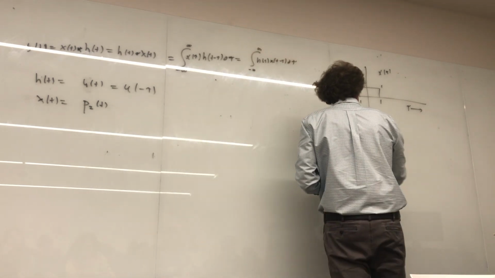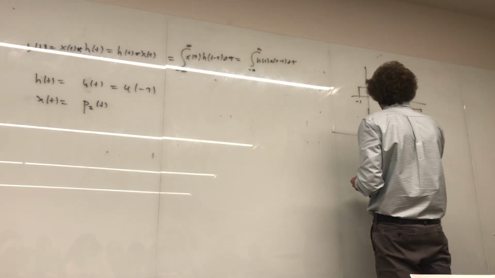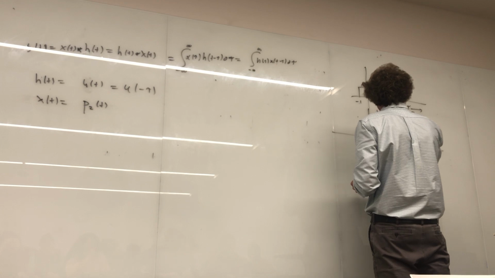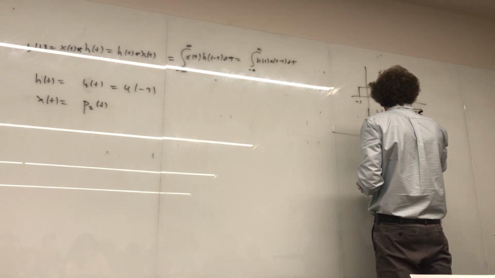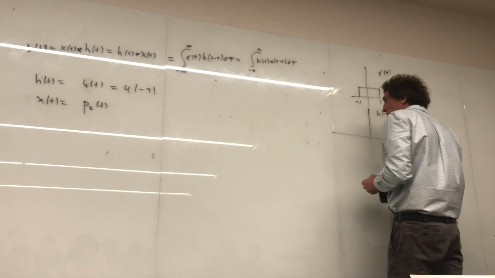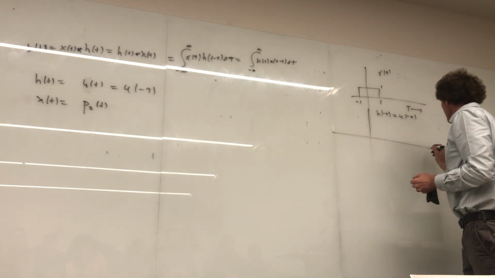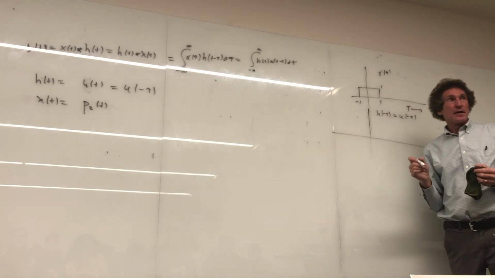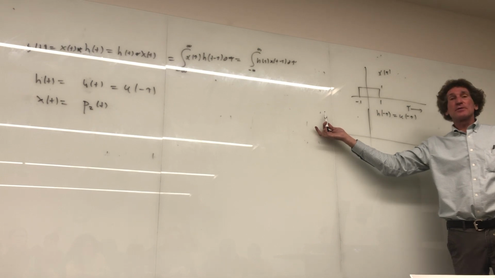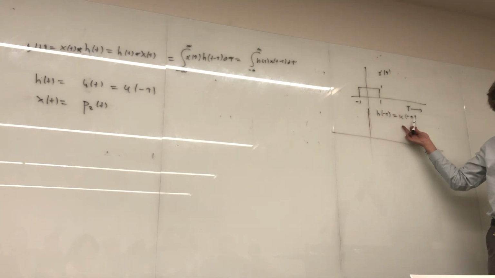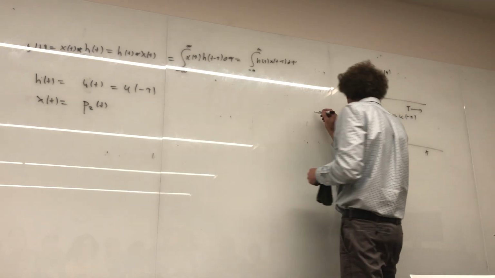So what does that look like? Well, this is going to be my h of minus tau, which is really u of minus tau. What does that look like? You have to graph it versus tau. Class, is it on down here? Is it 1 or 0 back here? See the minus? It's 1, right? It starts as 1, and it goes down to 0.